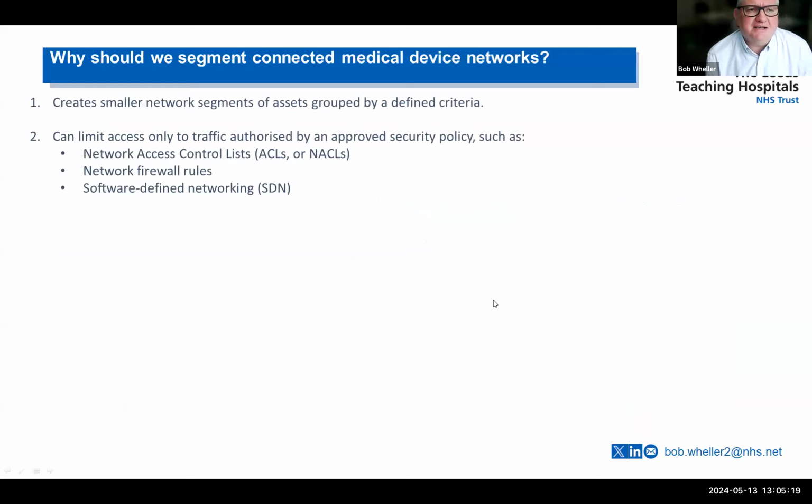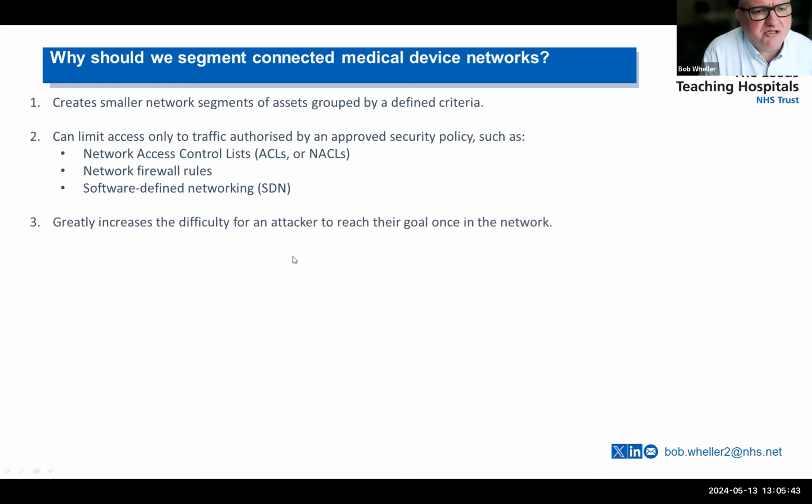We can limit the access only to traffic authorized by an approved security policy. So we can put things in between those segments. We can use network access control lists on the routers. We can put firewalls in, which I'm going to talk about today. And more recently, there's an emerging area of software-defined networking. And I've got to admit, I don't really know much about that at the moment.